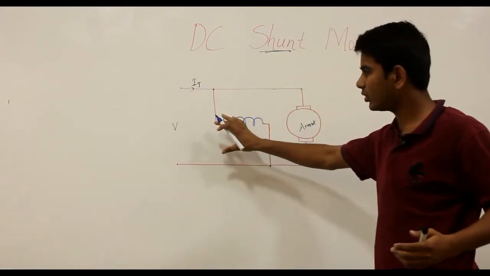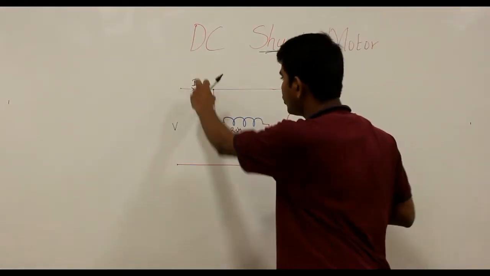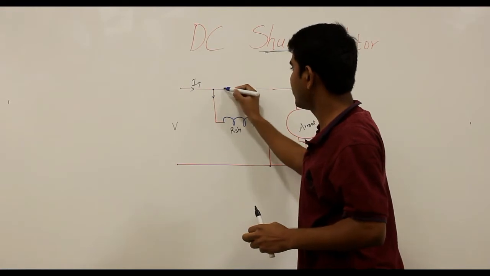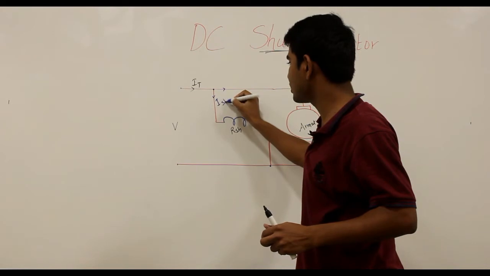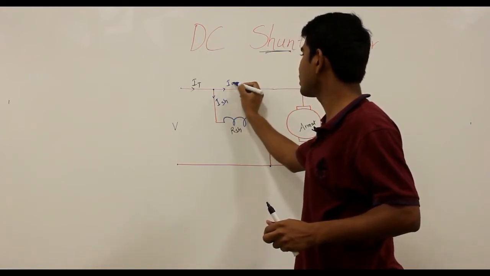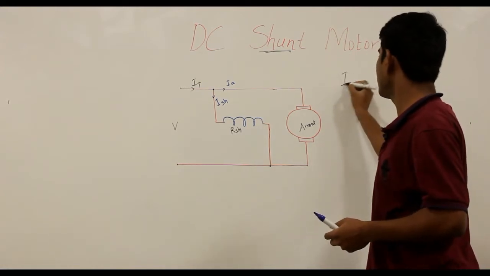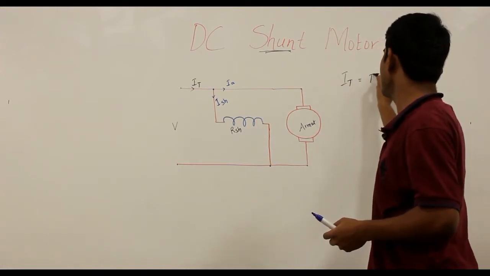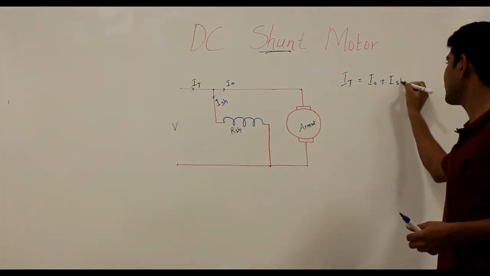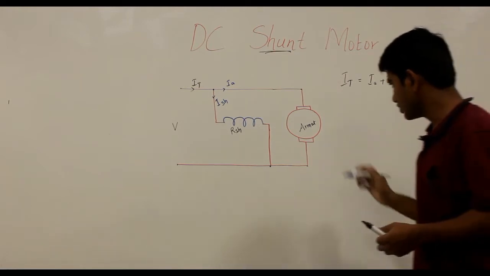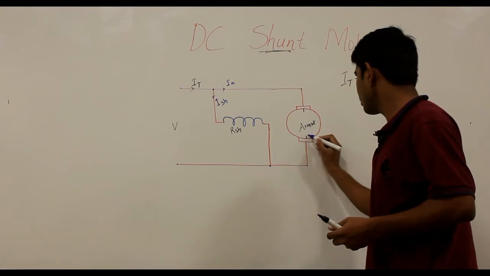Now if we write the voltage and current equations of this DC shunt motor, here your I total is going to get divided into these parallel branches. Let me say ISH is the shunt current and this is my armature current IA. So if I write the current equation, your I total will be given by IA plus ISH.